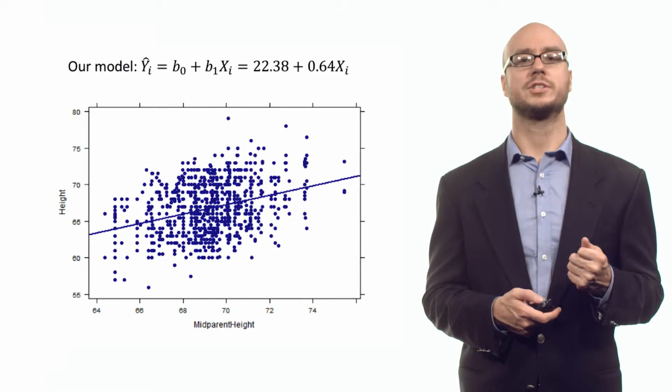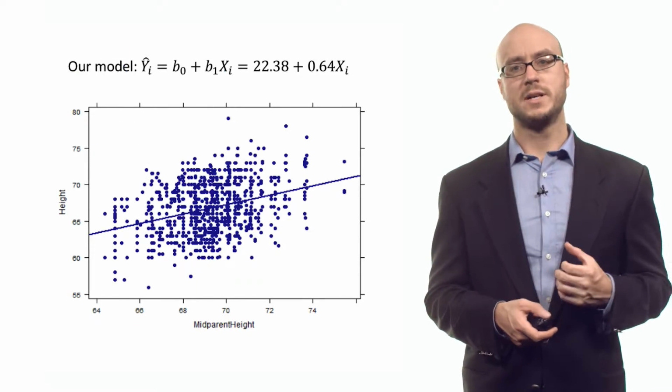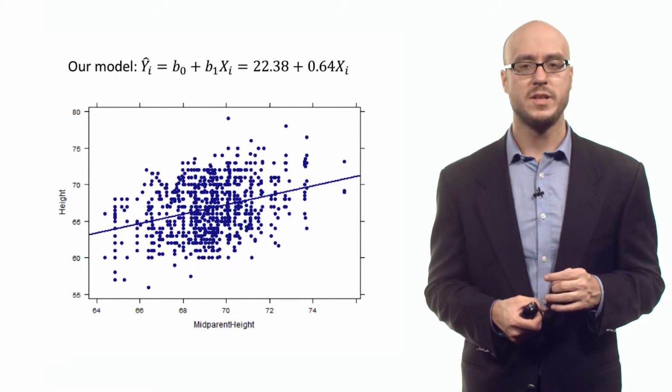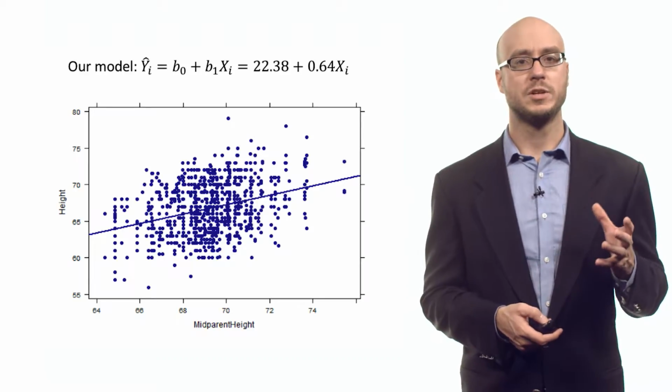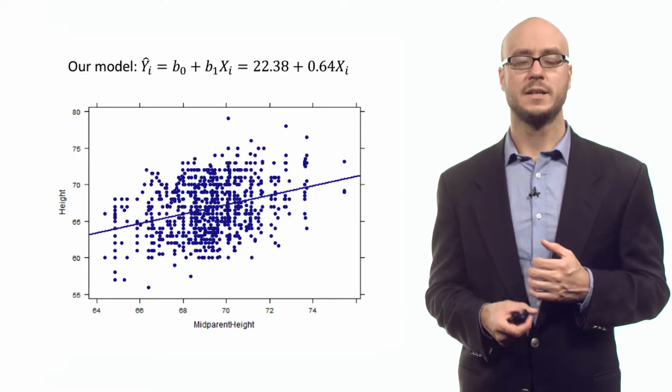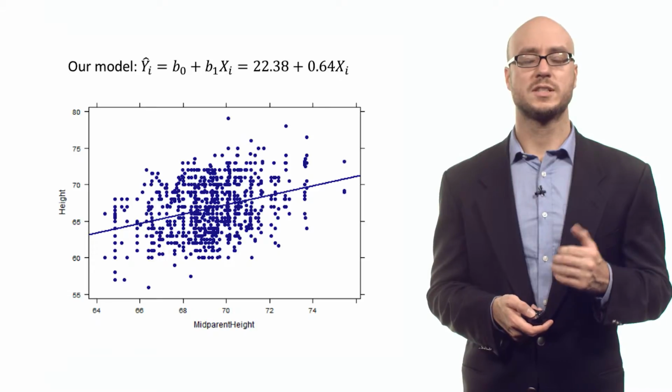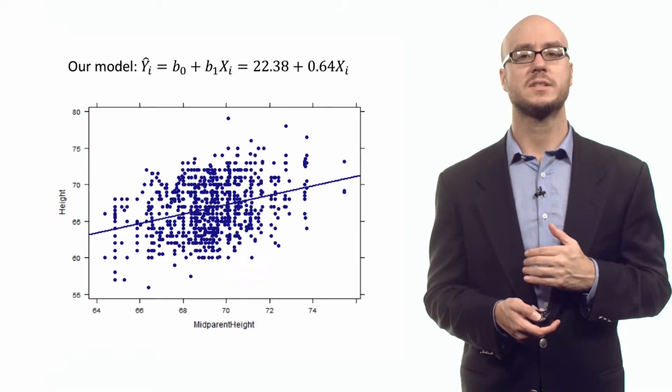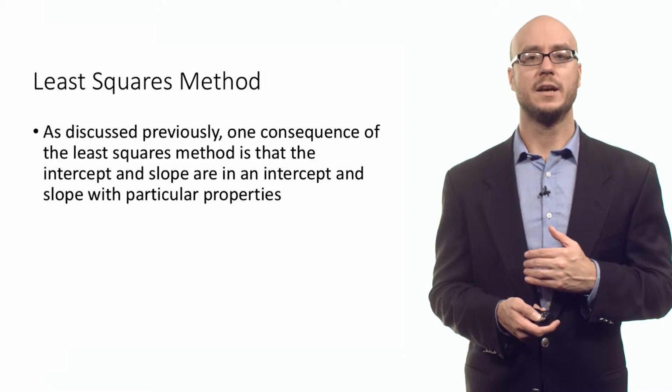Let's look at Galton's example of inherited stature. So this is from his 1885 paper on regression towards mediocrity in hereditary stature. And if you recall in this paper, he developed the technique of simple linear regression. As a result of minimizing the sum of squared errors, we obtain this simple linear regression model, in which the intercept is 22.38 and the slope is 0.64. So we get this line going through this scatter plot of data.